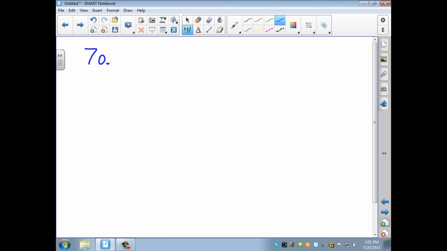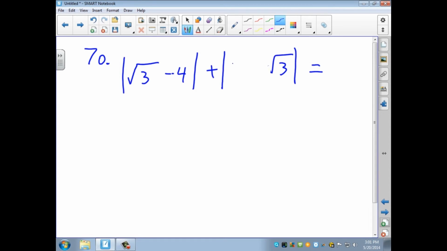In the review part, it says absolute value of square root of 3 minus 4 plus absolute value of 4 minus 2 square root of 3. Evaluate this expression. Okay? So what I'm going to look at is inside this absolute value, square root of 3 minus 4. Would that be a positive or negative number? Square root of 3 is about 1.7. Minus 4, it would give you a negative number, negative 2.3.